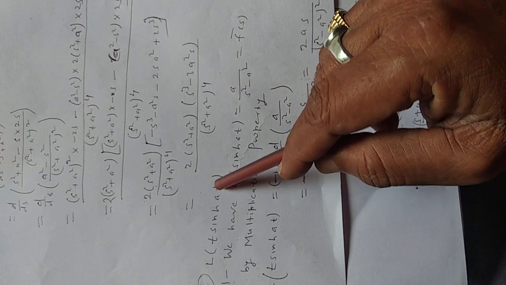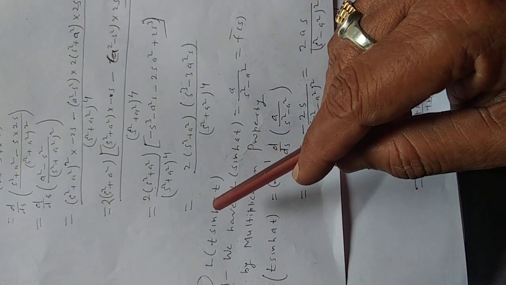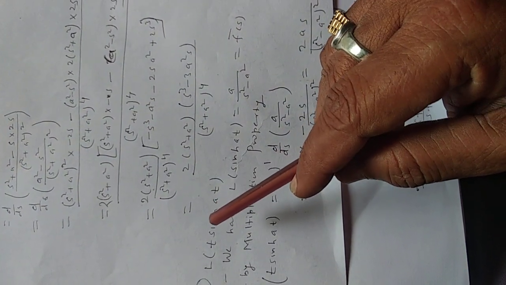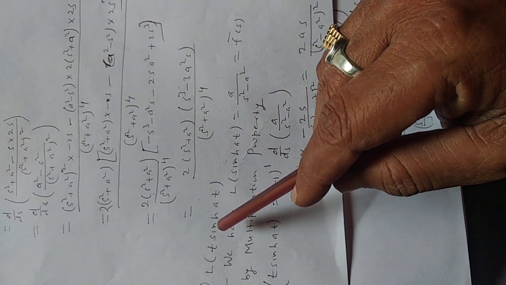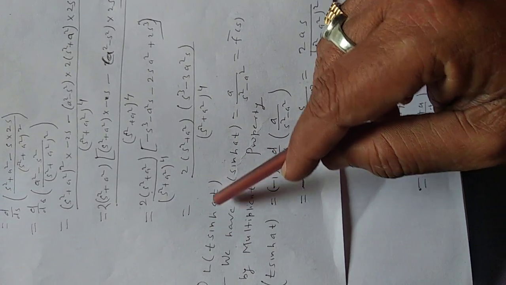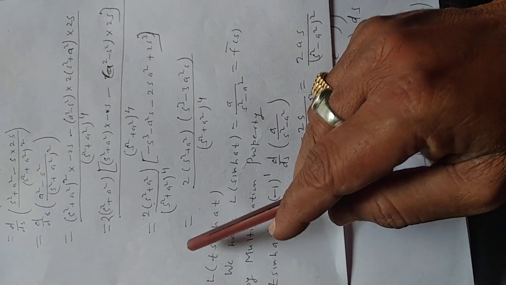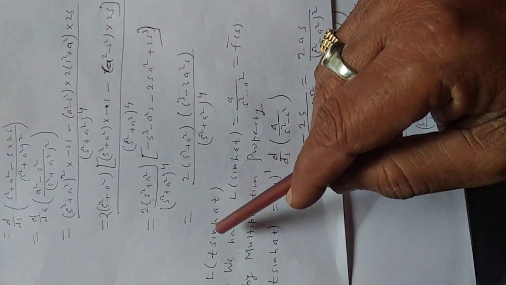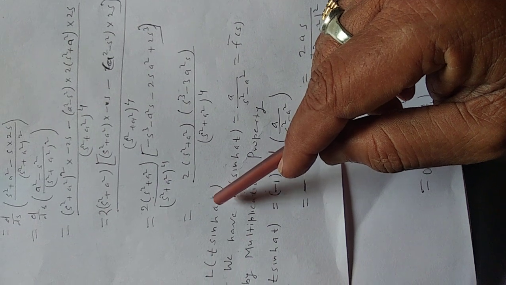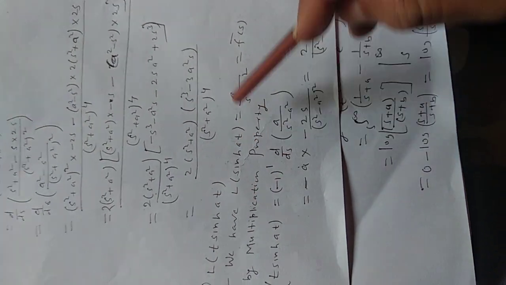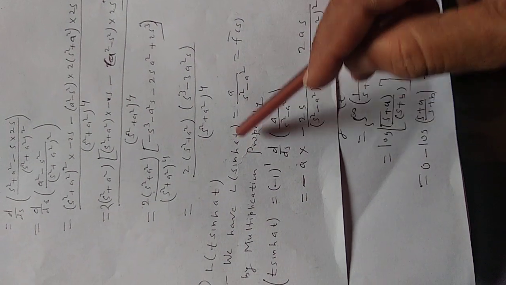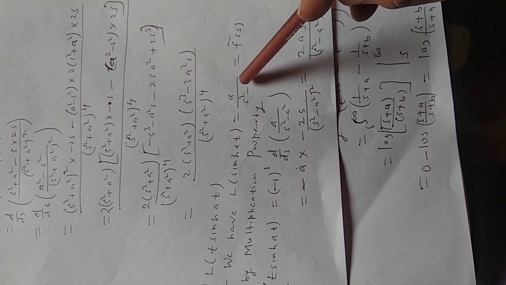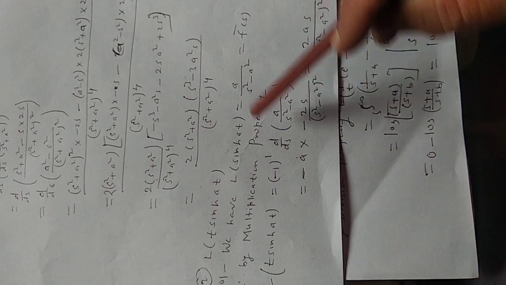Sine hyperbolic at is your ft, as I have told in the first example. Whatever remains, that is sine hyperbolic at remains. So t into sine hyperbolic at. So sine hyperbolic at remains, that is ft. Laplace of ft is equal to a upon s square minus a square. Sine hyperbolic at, its Laplace is like this, and that is your f bar s.